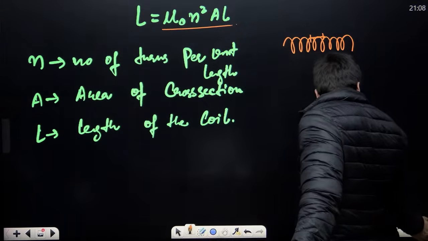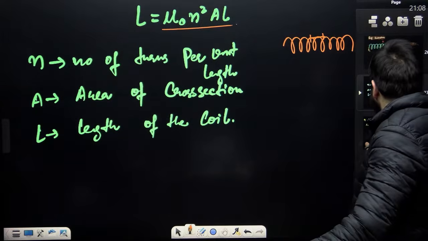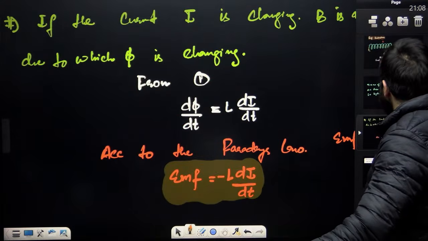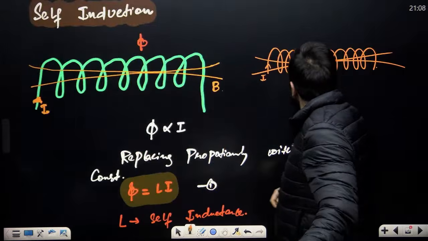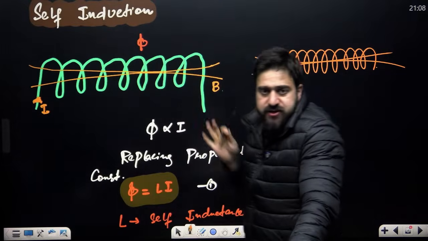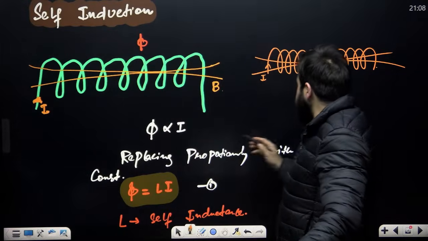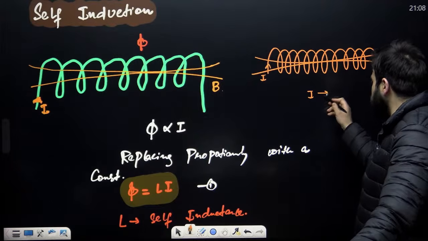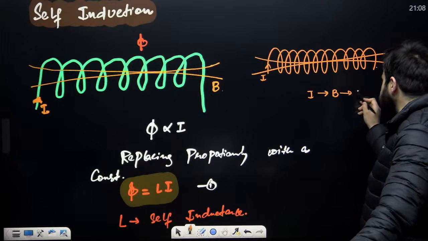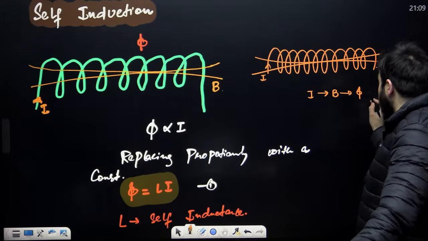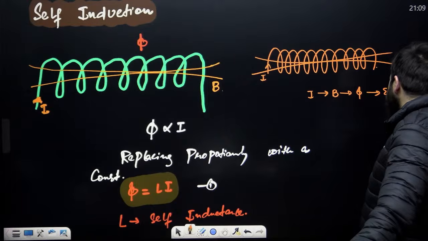Now, my dear NEET aspirants, what I want you to do in this case is, let's suppose the current in the coil changes. We say due to that, the magnetic field changes. If current changes, magnetic field changes. If magnetic field changes, we say flux changes. And if flux changes, we say EMF is induced.